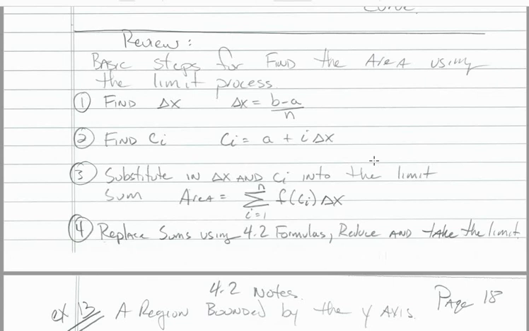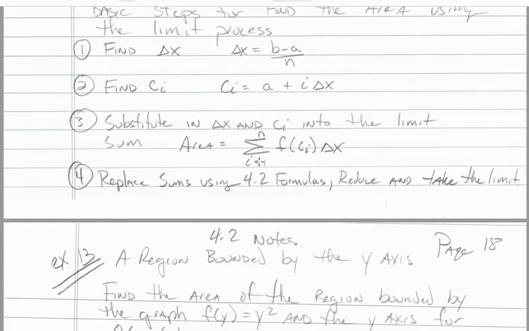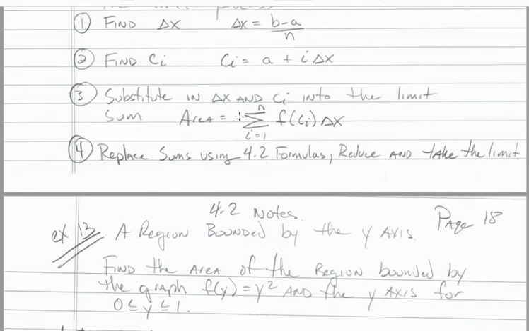Then, once we know a and delta x, we find our c_i, that's the intervals. Once we know delta x and c_i, we substitute them into the area. And then we take the limit. That area in step 3 should have a limit there as n approaches infinity. It is missing from that step 3, so make sure that you incorporate that into your notes. The area should equal the limit as n approaches infinity of the sum from i equals 1 to n of f of c_i delta x. So please make sure that you add that in.